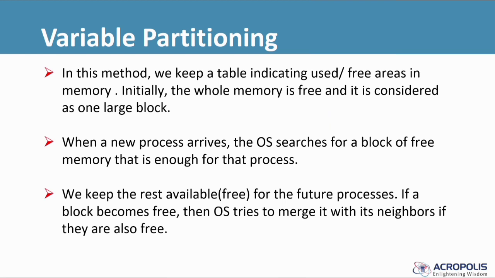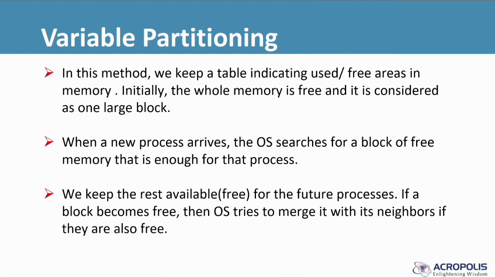So we already know the problem with fixed partitioning, what problem we are facing due to fixed partitioning. So what we do in variable partitioning is that we think, okay, we have memory which is one larger section. Okay. And whenever a new process arrives, the OS searches for a free block of memory that is enough for that process. And then we keep the rest of the available memory for future processes. Also, the operating system tries to merge the free spaces with their neighbors.